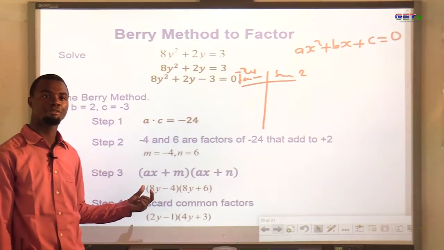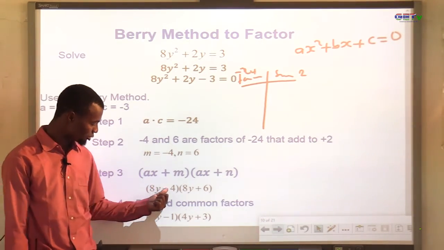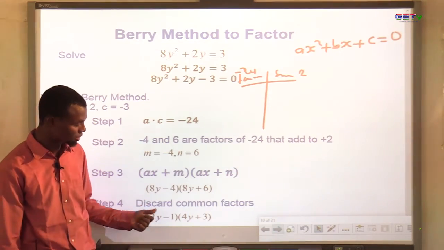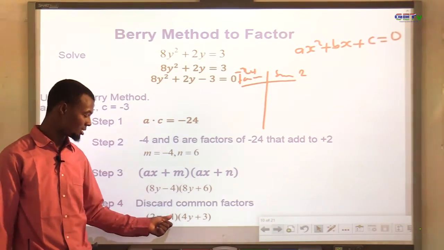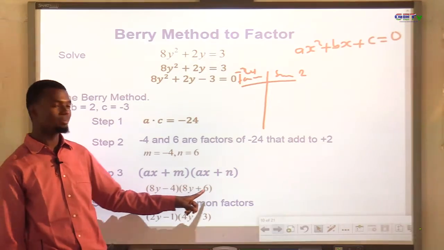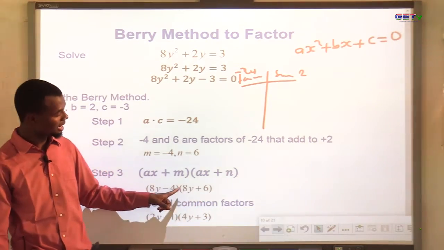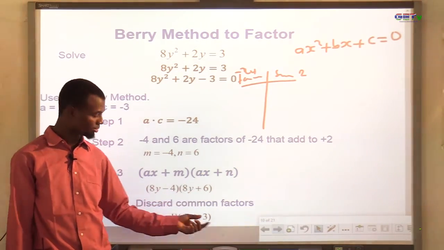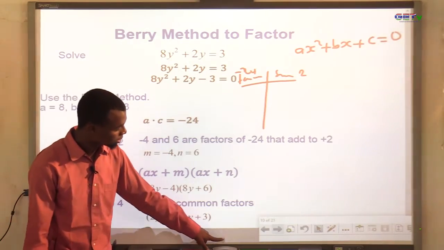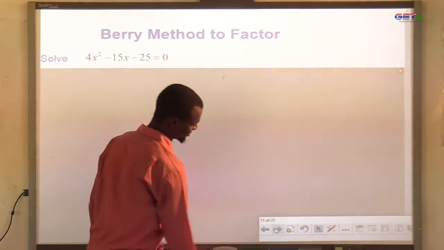There are 4. Here is 4. 8 divided by 4 is going to give you 2y. The same thing, we discard the factors. Similarly here, the factor is 2. We have to discard that one also. So we go to the next.